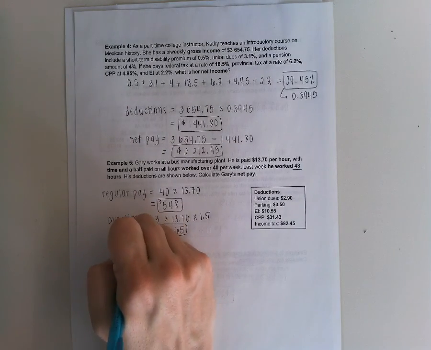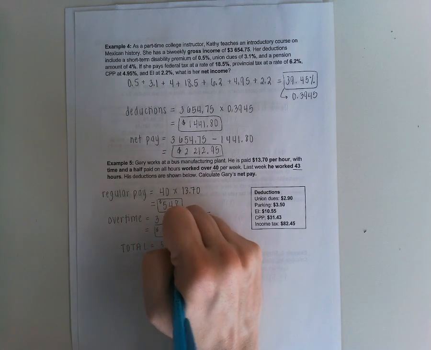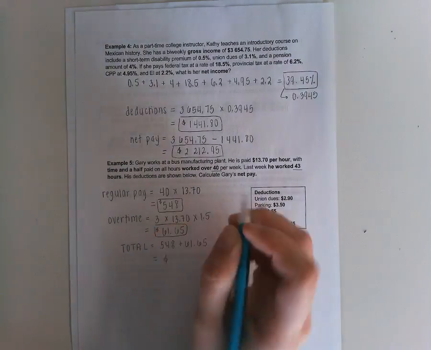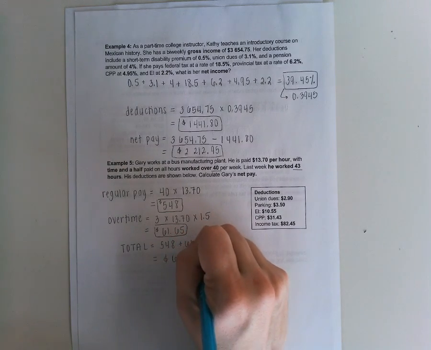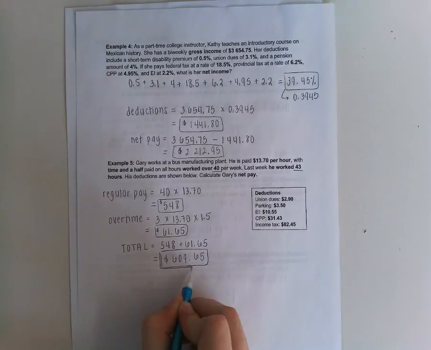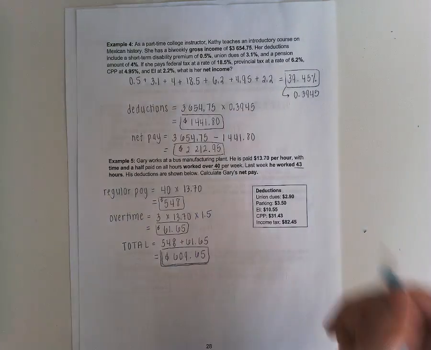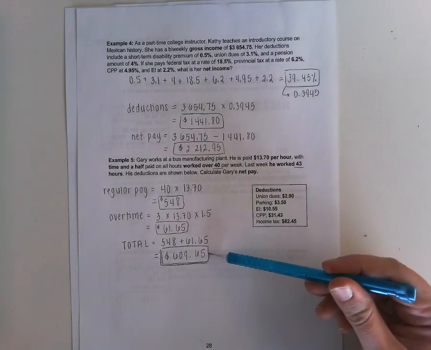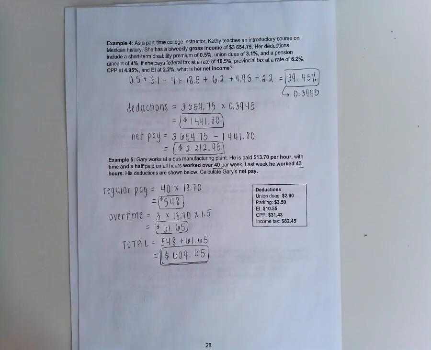So for his total income, we're going to add those together. 548 plus 61.65. So his total pay, including overtime, is $609.65. That's his total pay. But he also has deductions. So in order to calculate the deductions, we need to subtract all of these from here. What I'm going to do is first find the total of the deductions and then subtract them all together.